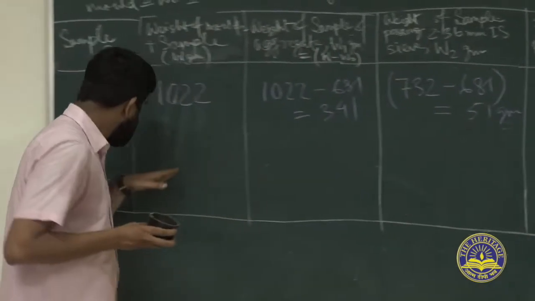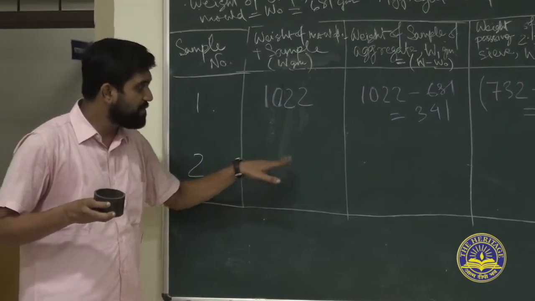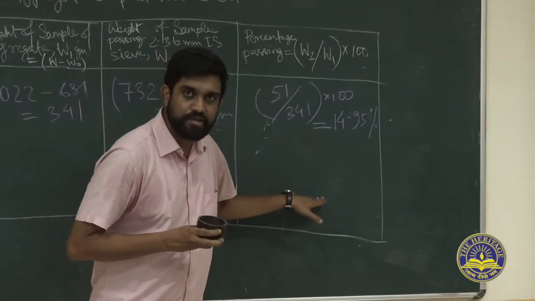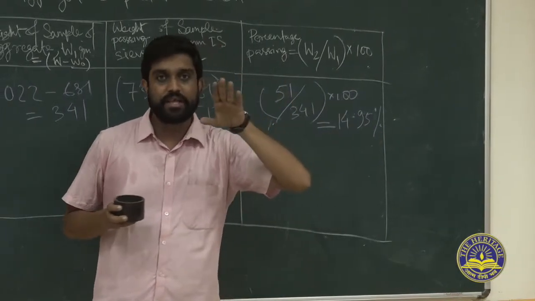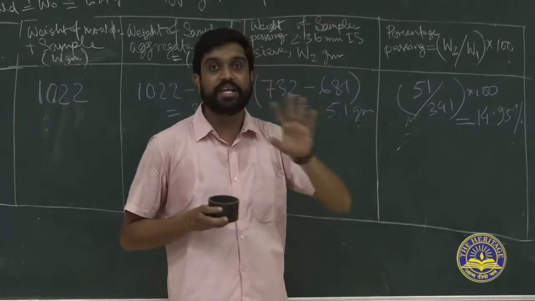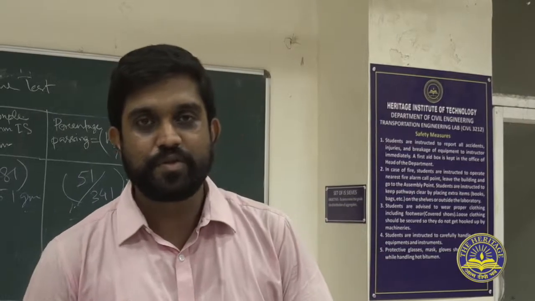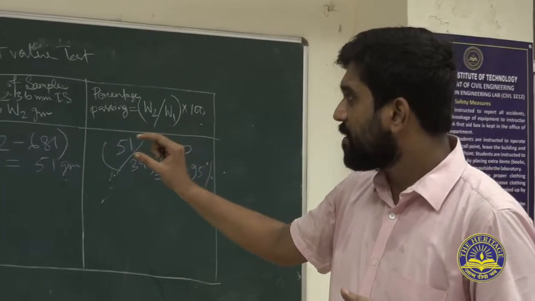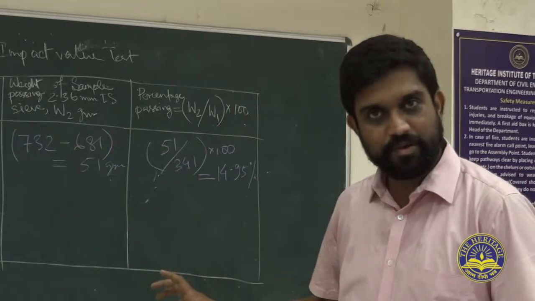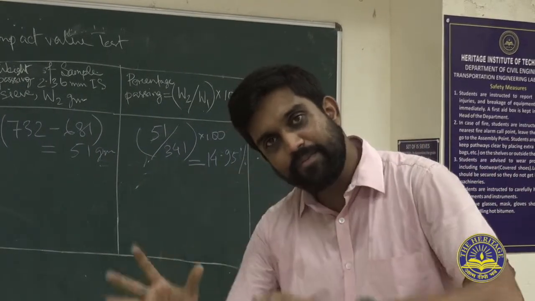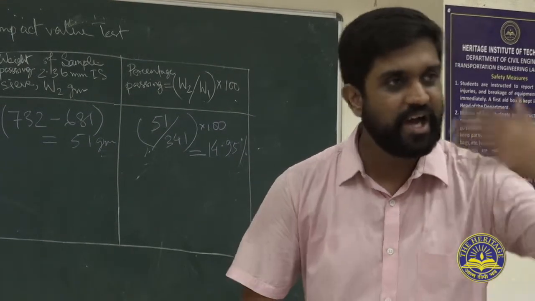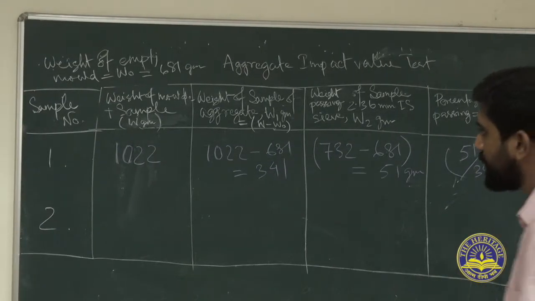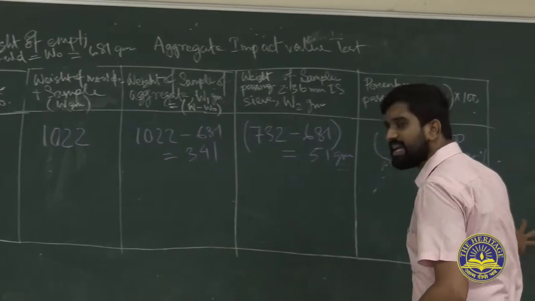We will do one more sample and repeat this experiment once again, and after that we will take the average of these values and then we can tell what kind of aggregate it is. Students, I told you that I will show you the second sample, but we will repeat the same procedure: same 12.5 mm passing and 10 mm retained, giving the impact, then the 2.36 mm sieving, and after that we will take the average.